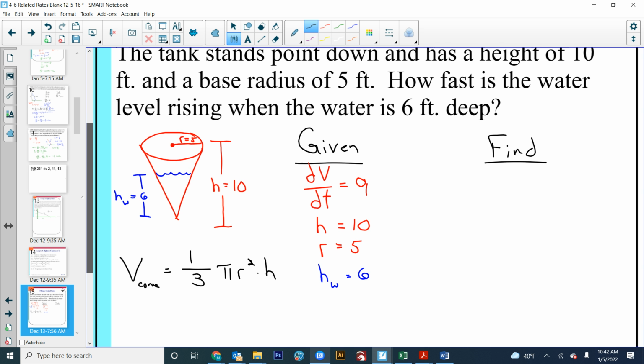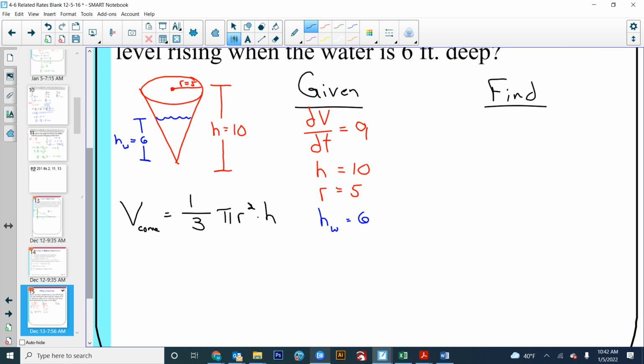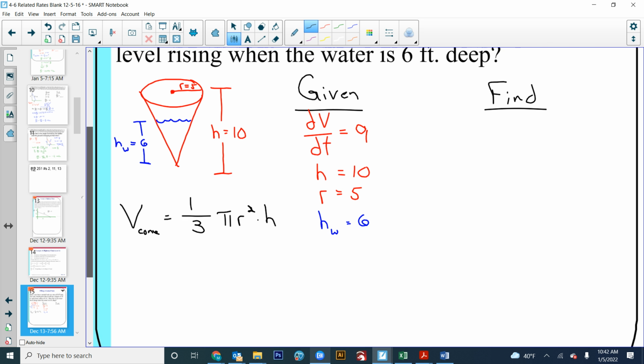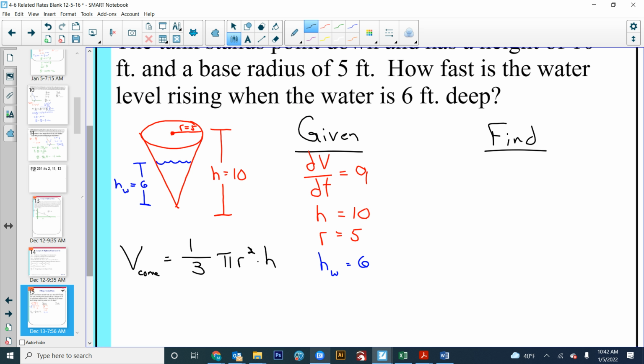All right. What's the problem that we're going to deal with in this equation? Anybody anticipate an issue? What do you think, Cole? We don't have the radius changing. Yeah, do we have the dh/dt? We're trying to find what? How fast is the water level rising? We're trying to find the dh/dt.